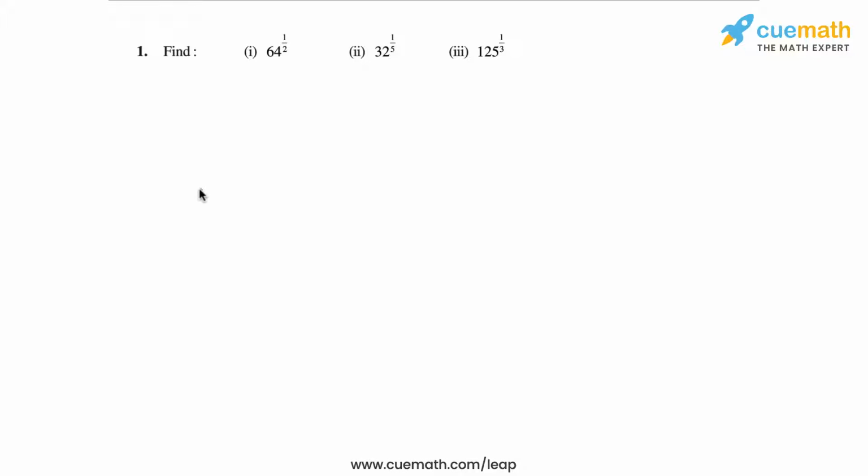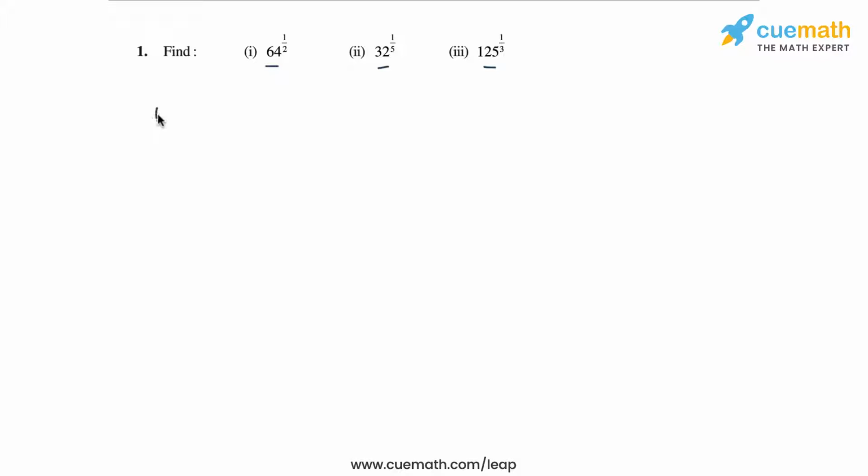In question 1 of this exercise, we have to find the values of some exponential terms. Each exponential term has an integer base and a non-integer rational number exponent. We will make use of the fact that the laws of exponents apply to rational exponents just like they apply to integer exponents. So let's start with part 1.